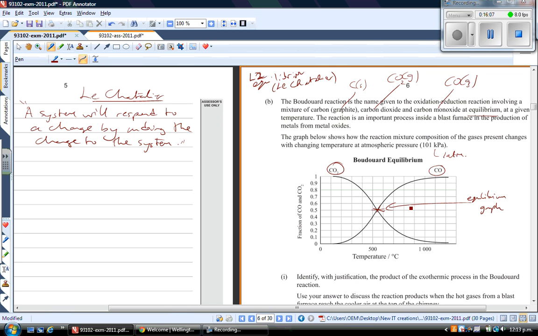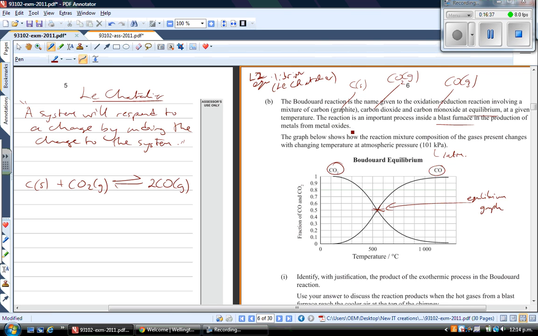The particular reaction we're looking at here is that carbon is reacting with carbon dioxide gas, and it's an equilibrium, so you put in your equilibrium arrows, and then you get 2 moles of carbon monoxide gas, and just make sure that's balanced. So that's the situation. All of this is reacting inside a blast furnace, which is used for separating different metals, in this case, from their metal oxides. So this is just the context.